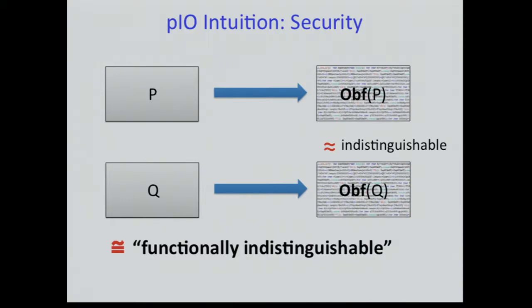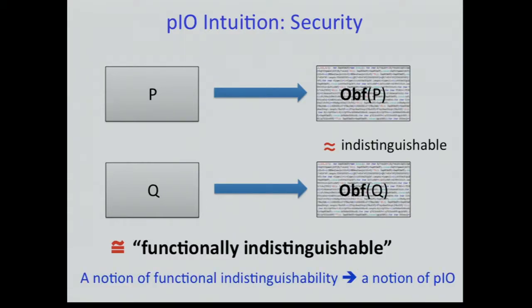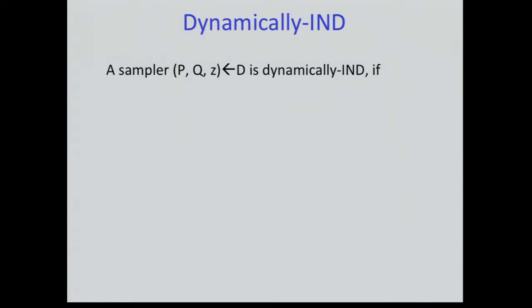Well, the intuition is a very natural line of thought, except that functional indistinguishability turns out to be not so easy to define. You can define it in many different ways, and every notion of functional indistinguishability will give you a corresponding notion of PIO. The question is which makes sense, and whether a corresponding one exists or not. So we can start, again, following the natural line of thought.